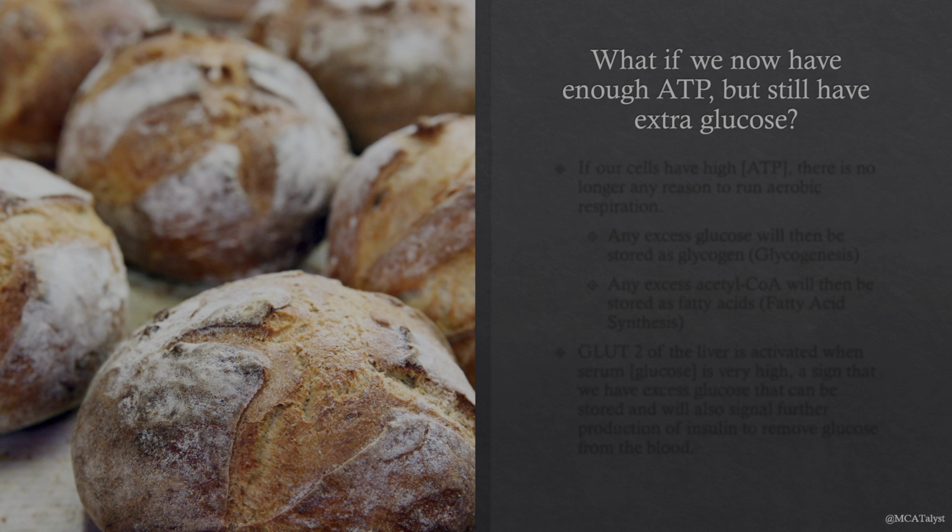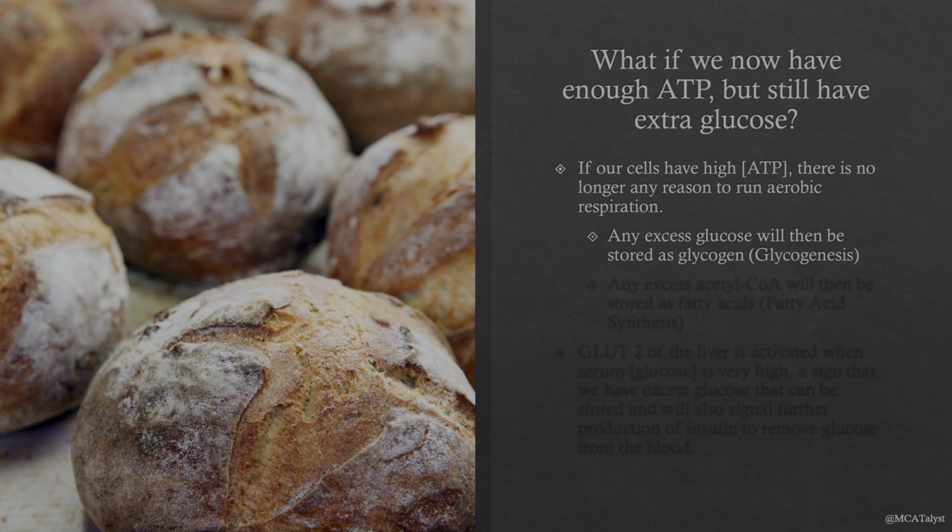Glycogenesis, or the production of glycogen, is going to be storing this glucose as a molecule called glycogen. So if our cells have a high amount of ATP, we don't have any reason to keep running aerobic respiration, to keep utilizing that glucose through aerobic respiration. So then we're going to divert all of that glucose and store it as glycogen in that process called glycogenesis.